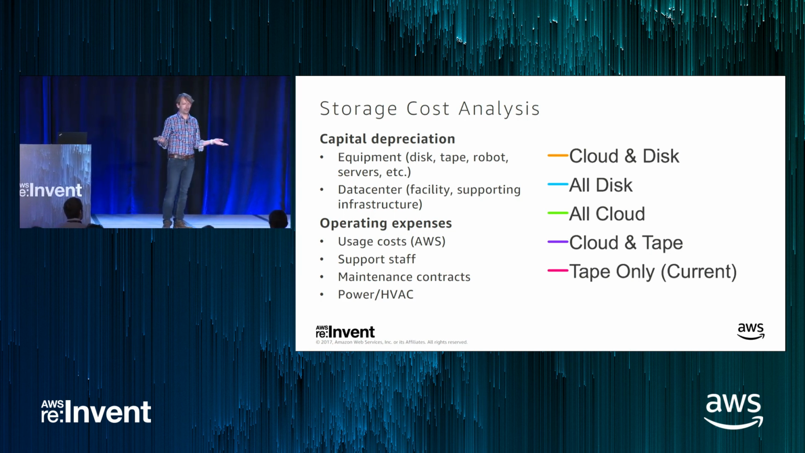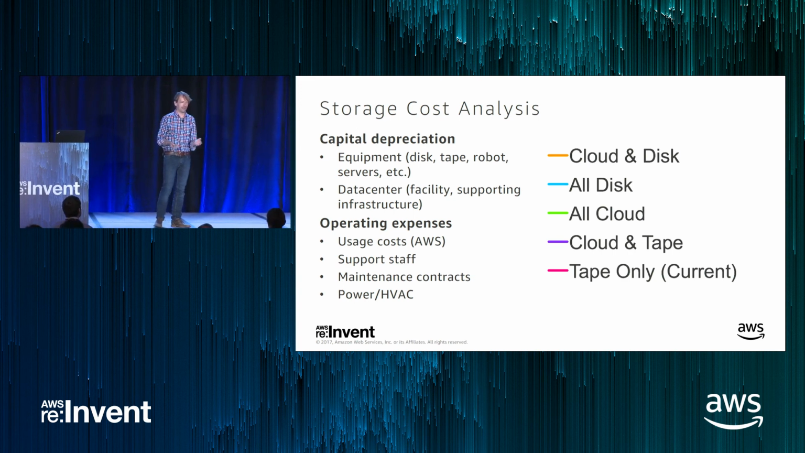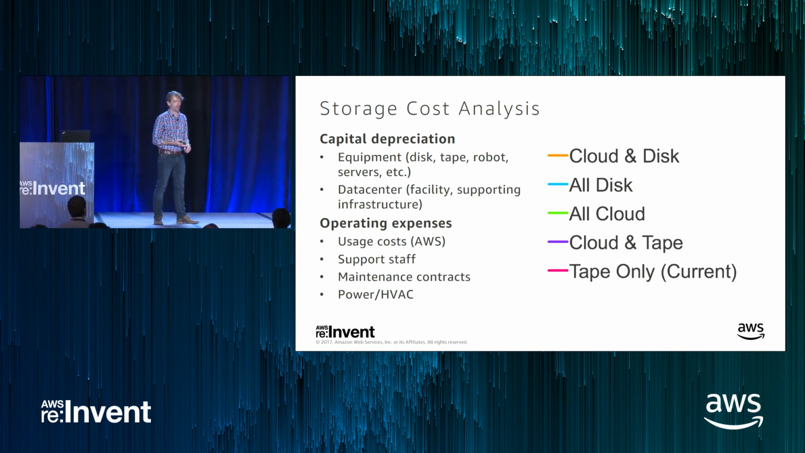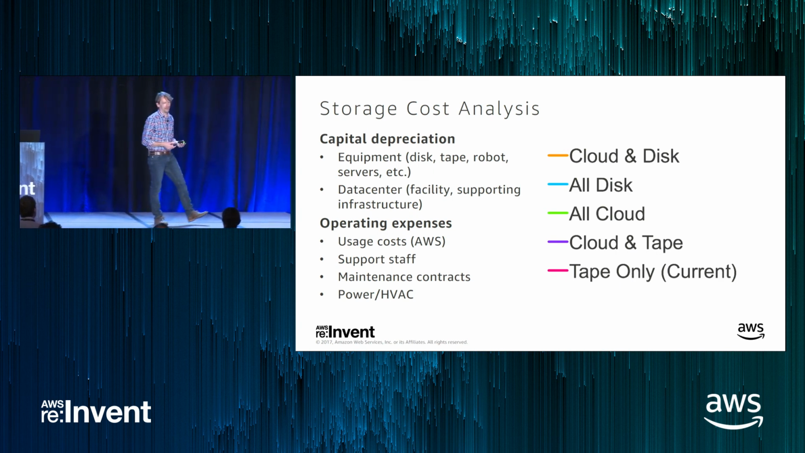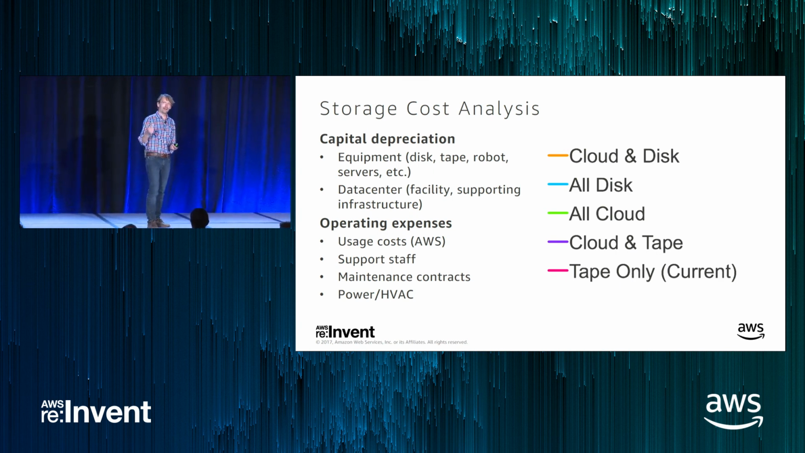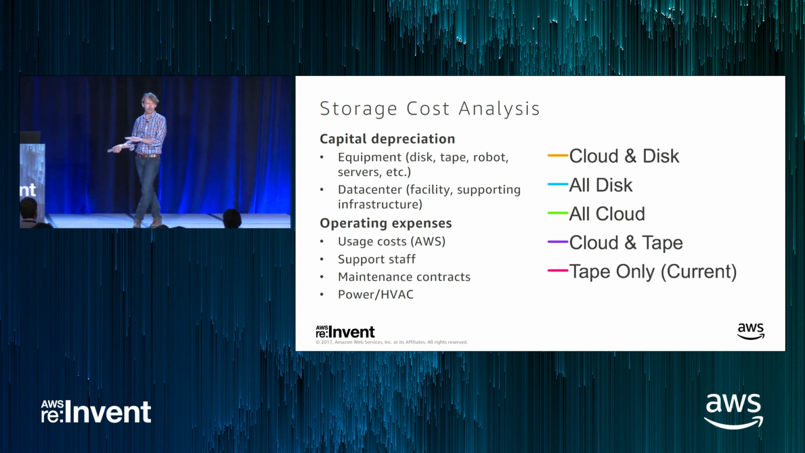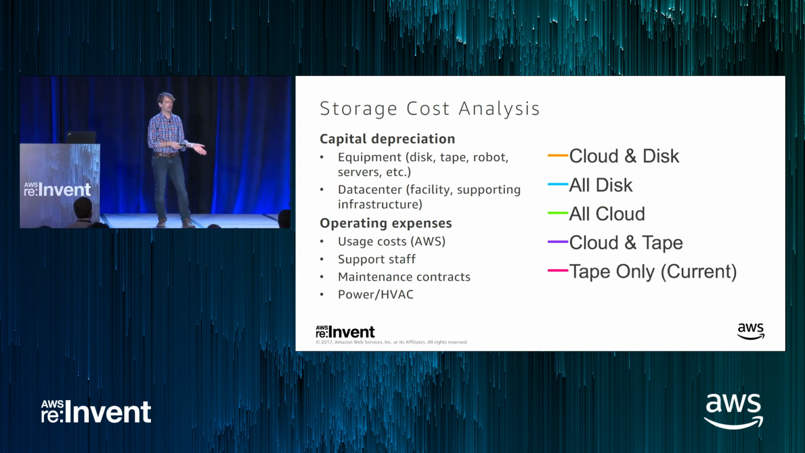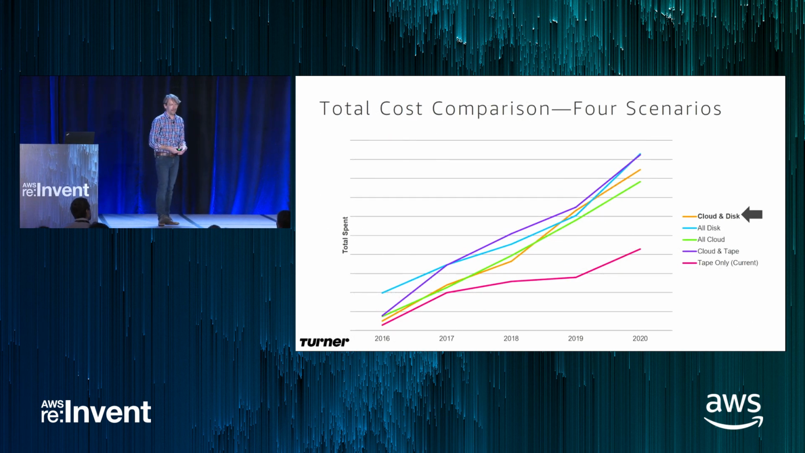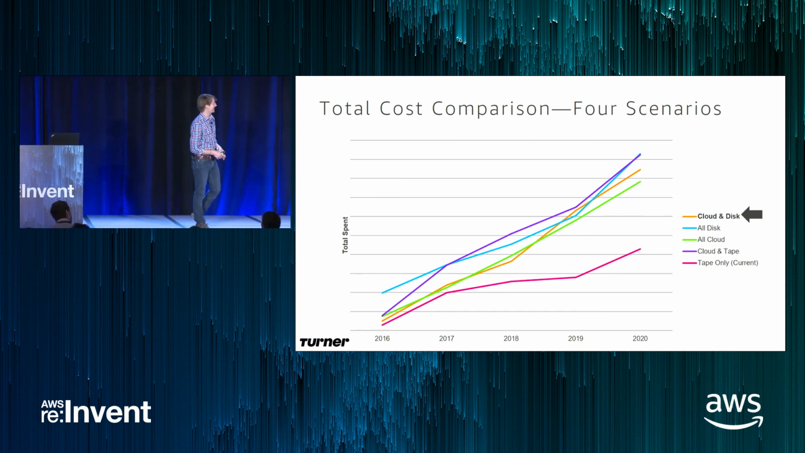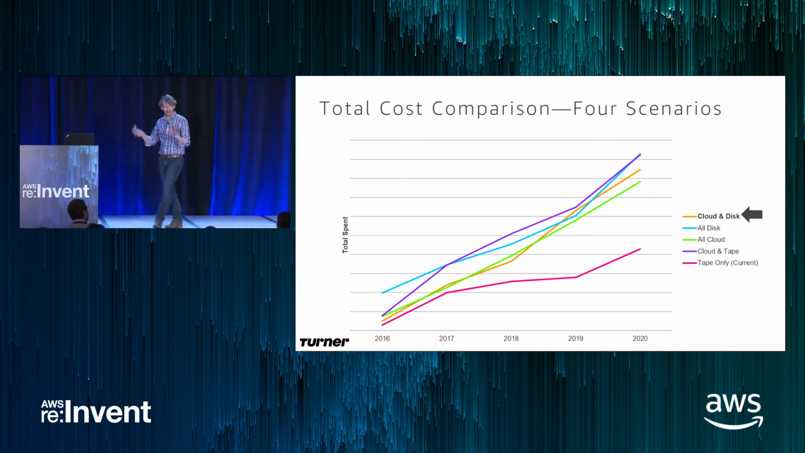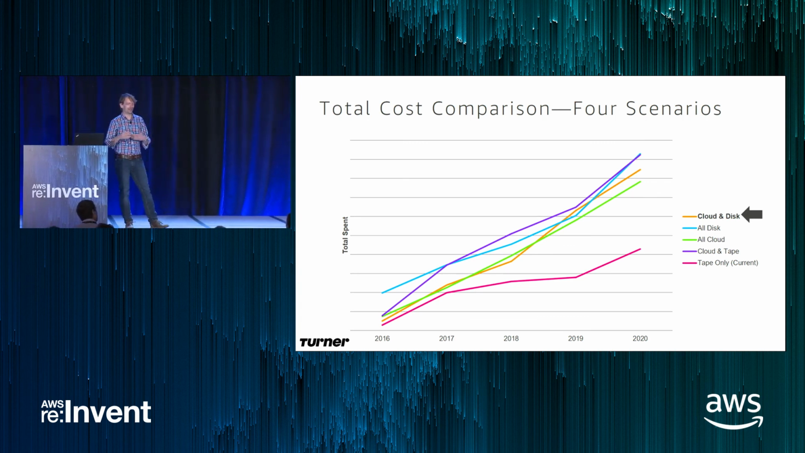And so we looked at how much all these different scenarios cost. We looked at the equipment, the disk, the tape, robot, servers, whatever was involved. We looked at the data center, including the facility, all the supporting infrastructure, any operating expenses that were associated with any of these options, whether it was usage costs for AWS, whether it was support staff, maintenance contracts, power, HVAC, and this is what we got. And so you can see the cumulative year-over-year spend. I actually took the numbers off of here because I didn't want anyone to have some kind of weird heartburn over that. But you can kind of see relative to each other where these were.